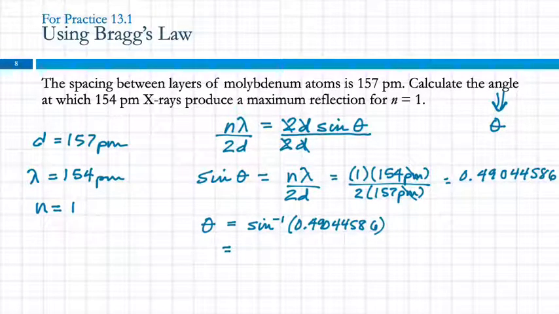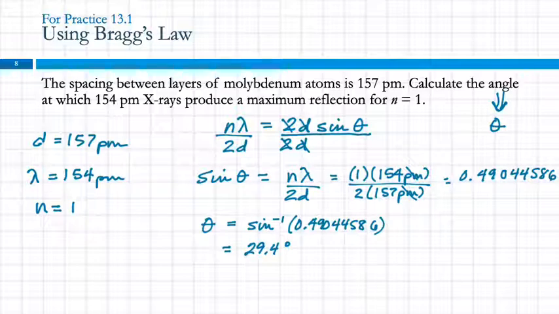I have the number still in my calculator, and so instead of typing it in again, I'm just going to use the memory function here, and I get 29.4 degrees. It's important that your calculator is using degrees and not radians or grads, because that'll make things really crazy.